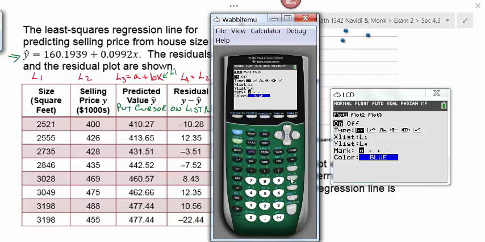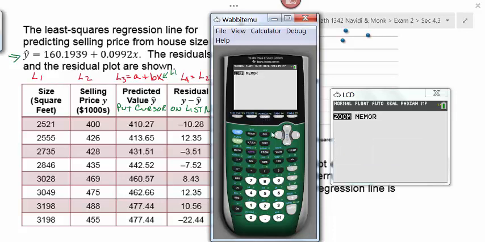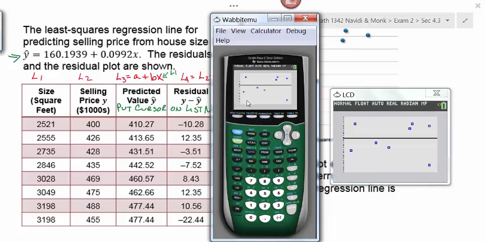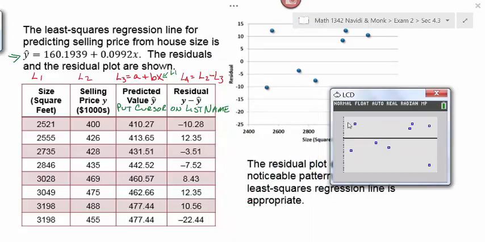We change that, and now we do have to do zoom 9 again because our y values have changed, so our window has to change so that it'll display the data. So we hit zoom 9, and now we've plotted our data values, the size of the square feet for the x's against the residuals. And notice I have some residuals that are positive, meaning they're above the x-axis, some that are negative below the x-axis, but it all looks kind of random. There's definitely no pattern here.